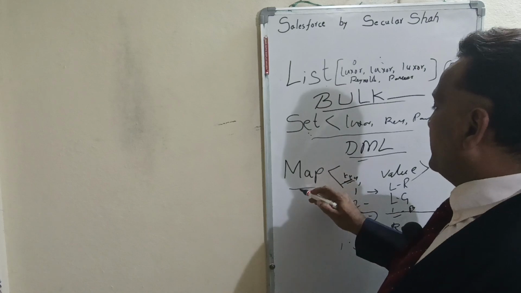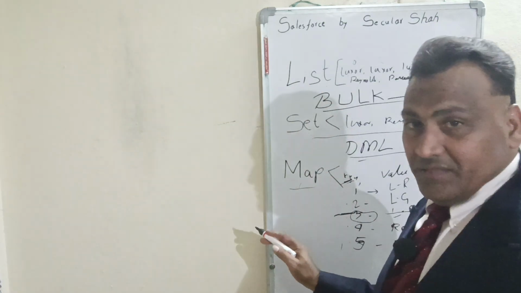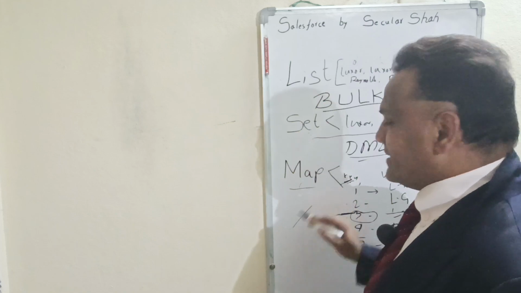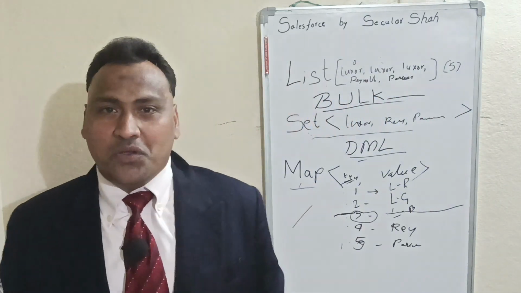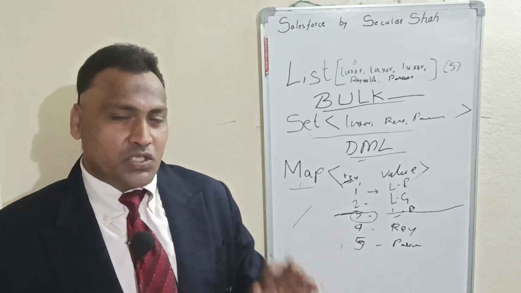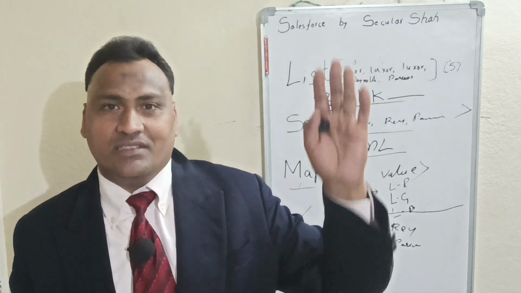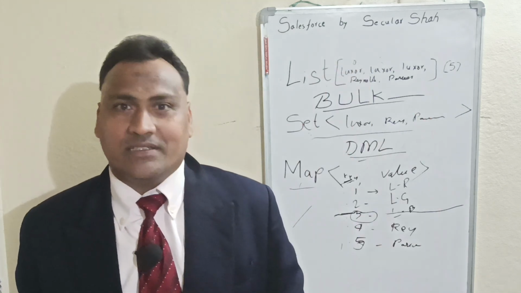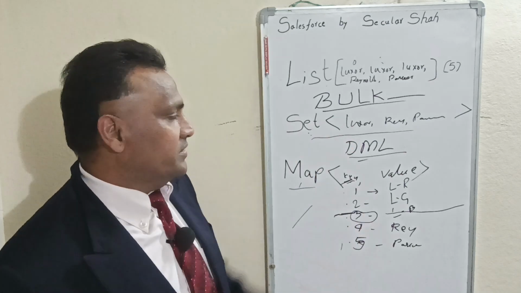So when you take a map or a list like that, that is called bulkification. Using one insert statement, you are going to insert the list of records. You are going to update the list of records. You are going to delete the list of records. So with one DML statement, you are doing the operation on 100, 200 or 1000 records. That is called bulkification.